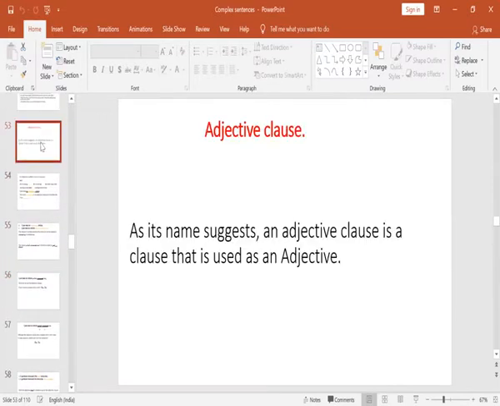Yep, this is that. Now look at this. As its name suggests, an adjective clause is a clause that is used as an adjective. Remember, clause means a group of words with S and V. And the V is important. Sometimes you get confused with the subject, but the V is compulsory. Now look at this.